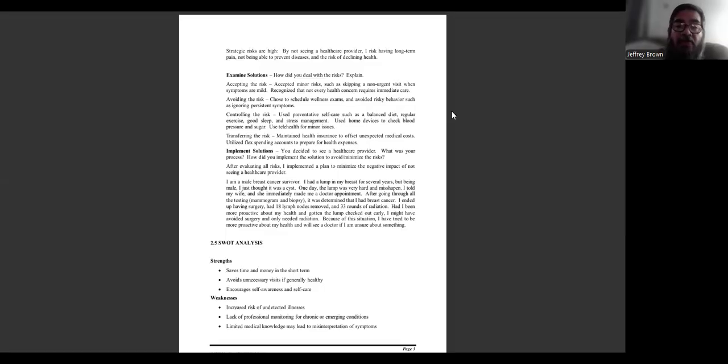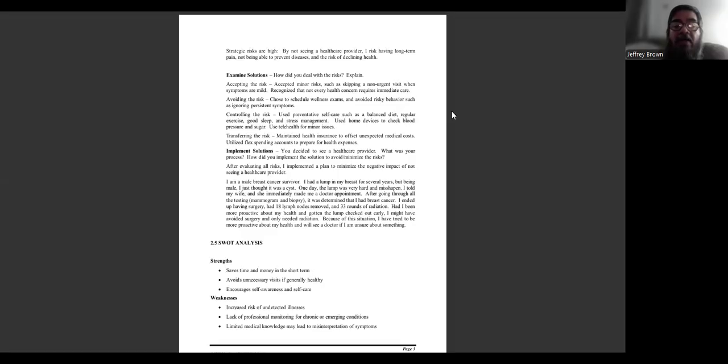So the reason why I chose this topic. So I'm a male breast cancer survivor. I had a lump in my breast for several years, but being a male, I just thought it was a cyst, didn't worry about it. Then one day, the lump became very hard and misshapen.